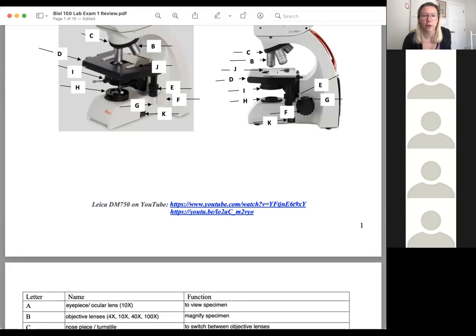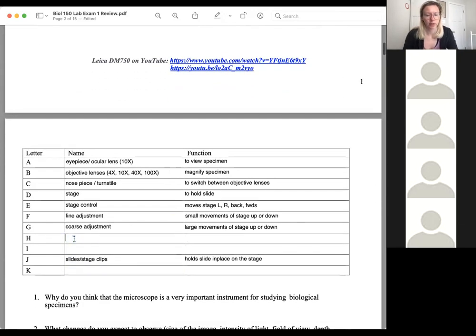All right, so moving over into this region, we have H and I. What are these two parts? H is field view diaphragm. Right, so H is the diaphragm, which is right above the light source. And can you tell me the purpose of the diaphragm? To see specimen clearly.